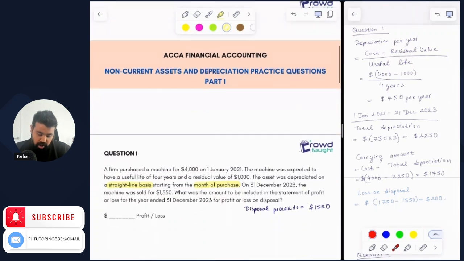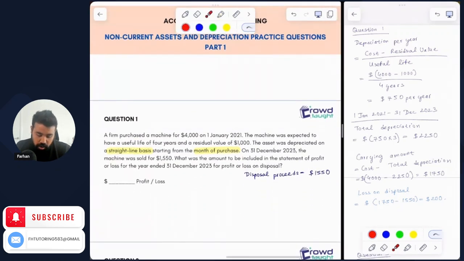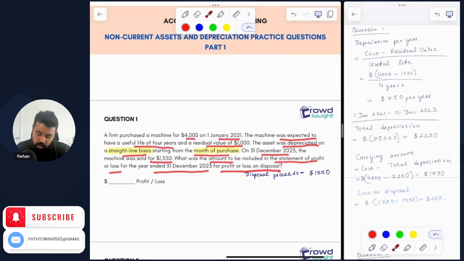A firm purchased a machine for $4,000 on 1 January 2021. The machine was expected to have a useful life of 4 years and a residual value of $1,000. The asset was depreciated on a straight line basis starting from the month of purchase. On 31 December 2023, the machine was sold for $1,550. What was the amount to be included in the statement of profit or loss for the year ended 31 December 2023 for profit or loss and disposal?